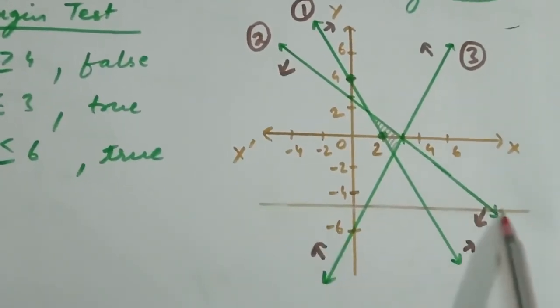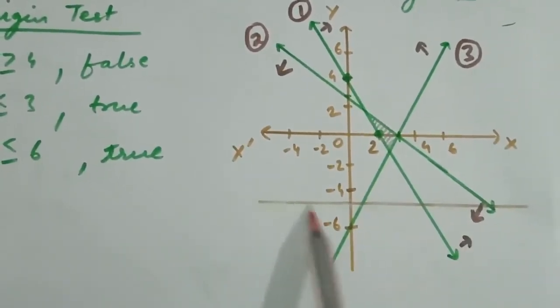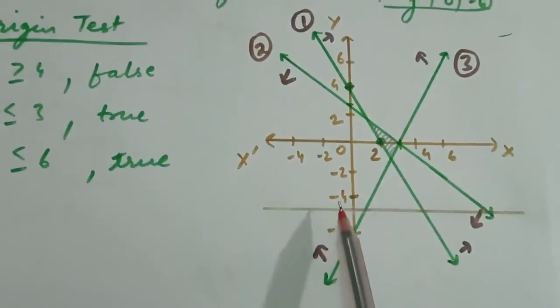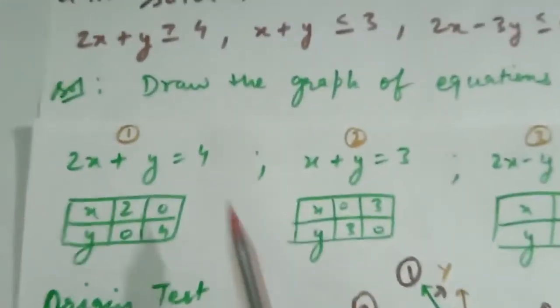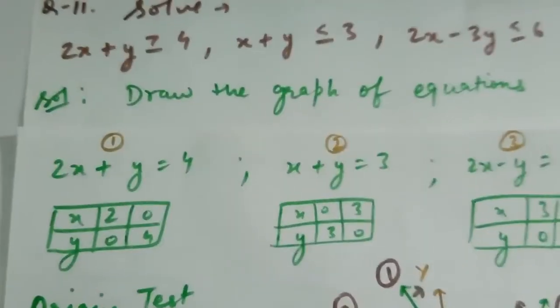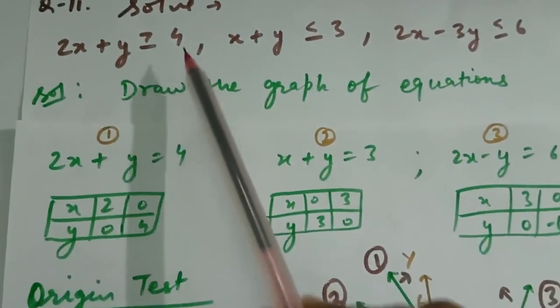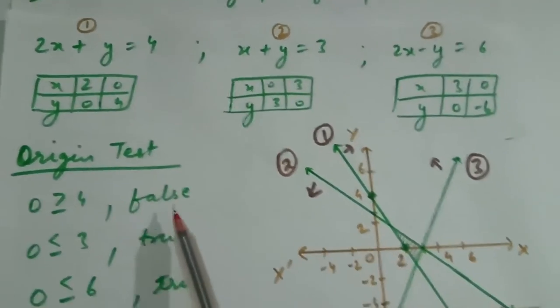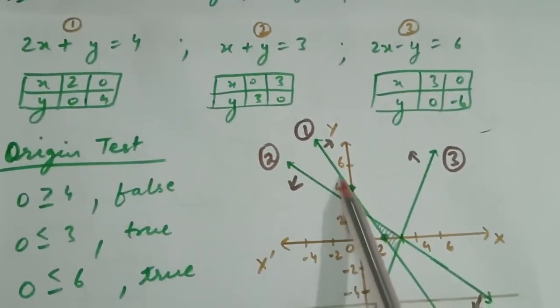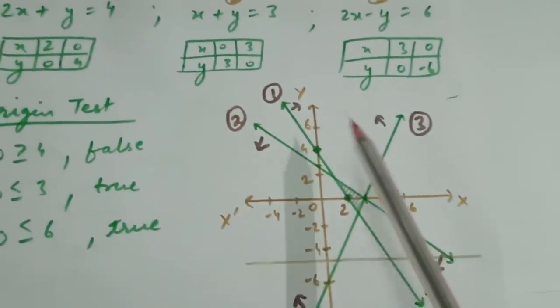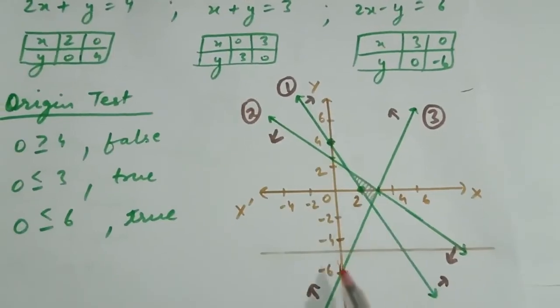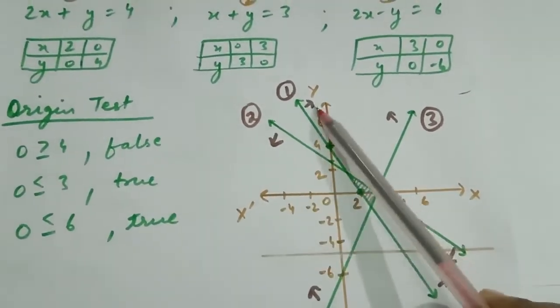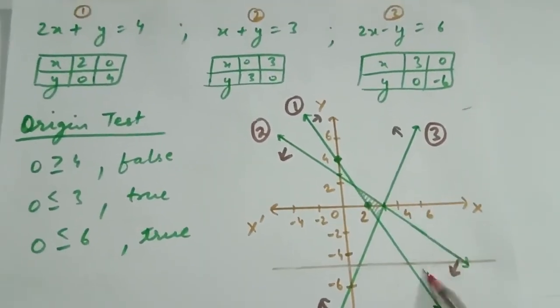Also, there is no such line, right? I have drawn it by mistake. You don't have to draw this line. Now, doing the origin test for the first inequality, 0 is greater than or equal to 4, which is false, right? Therefore, for the first inequality, the solution will be away from the origin. Origin is here. Therefore, the solution will be this part.